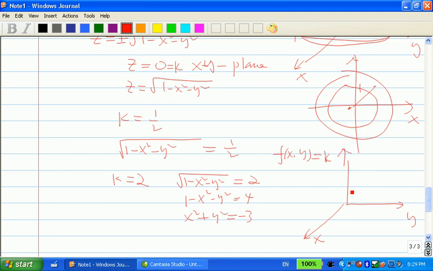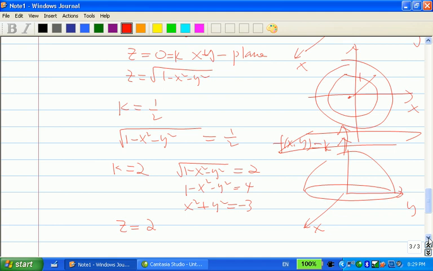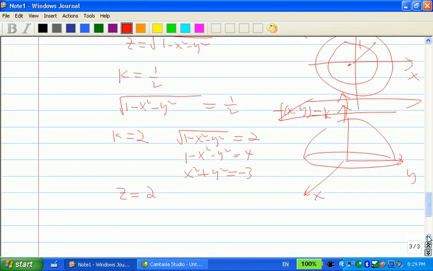Remember our surface is the top half of the sphere. If you use z equal to 2, which is a plane here, to cut your surface, you have no intersection, so you don't get any curve. If you read a book, they will tell you that k must be in the range of your function. Remember, the range for this function is 0 to 1, right? 2 is out of there, so you don't get a level curve.